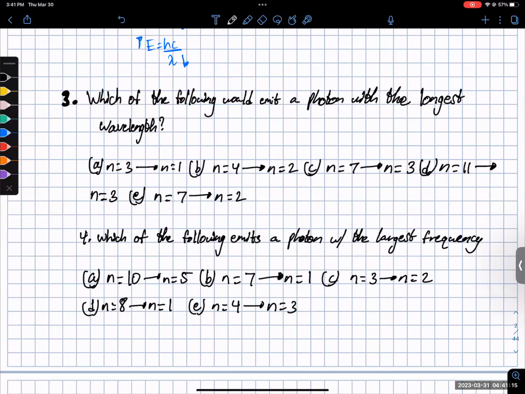The largest frequency means smaller. Where's your line? But you have to include your coefficient. Oh, we got it. Okay.